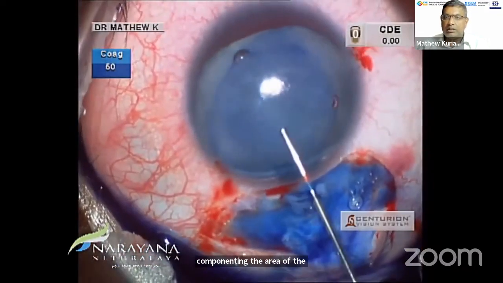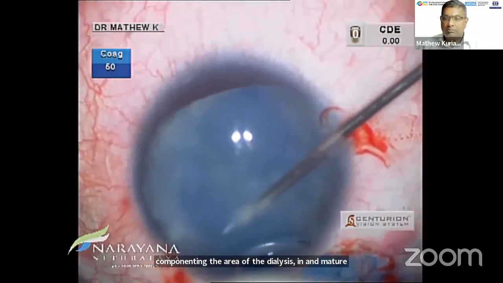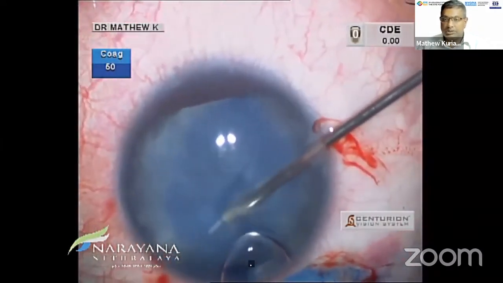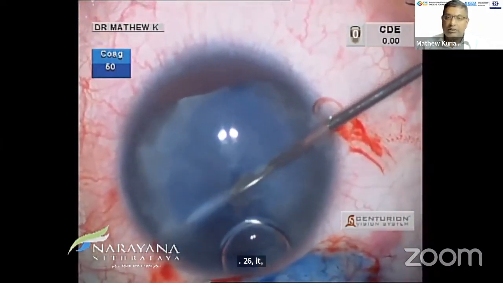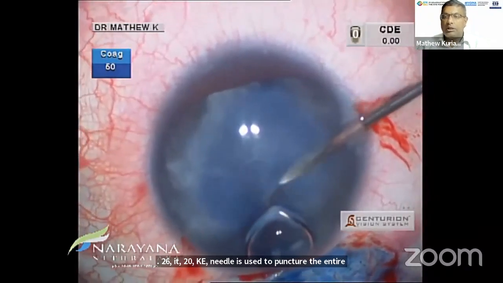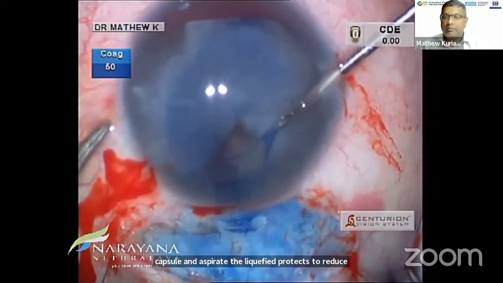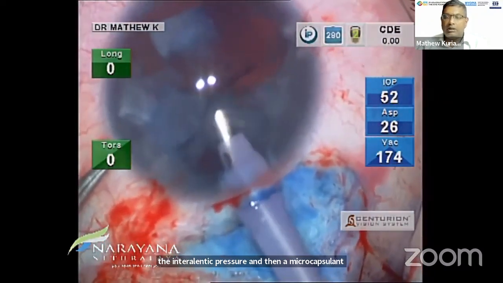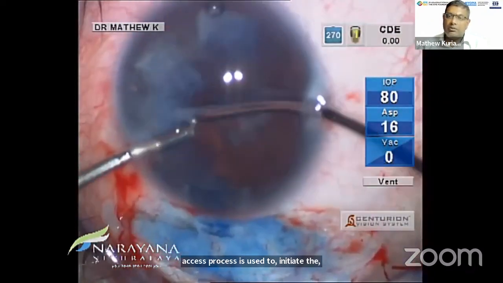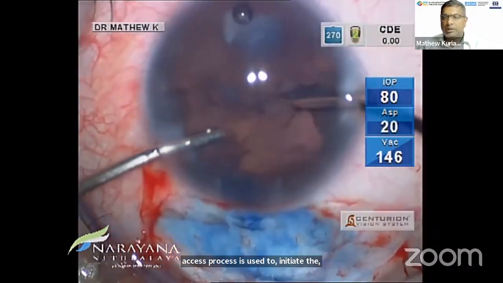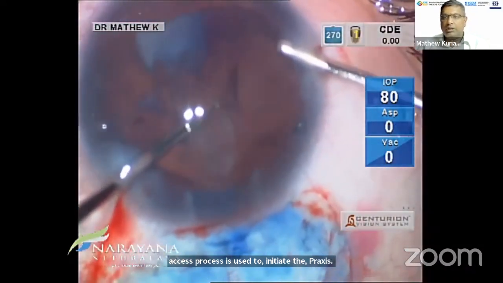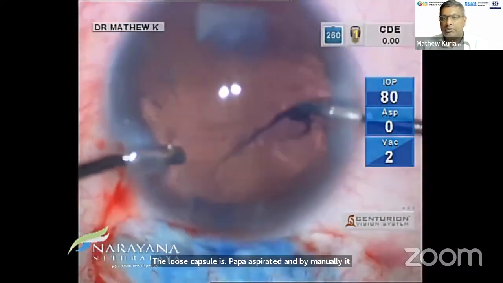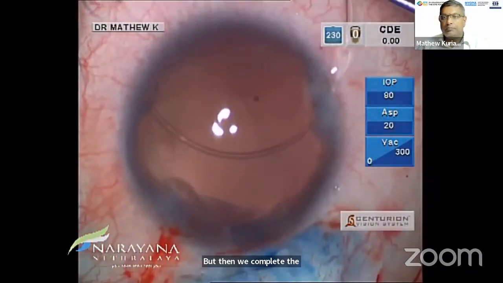Intumescent mature cataract in a child. A 20 gauge needle is used to puncture the anterior capsule and aspirate the liquefied cortex to reduce the intralenticular pressure. Then a microcapsular rhexis forceps is used to initiate the rhexis. The loose capsule is phacoaspirated, and bimanually it can be removed. But then we complete the rhexis only subsequently.